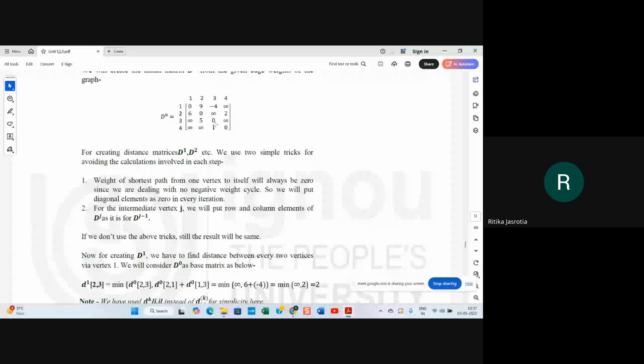So they are saying the diagonal elements will always be zero. For the intermediate vertex, we will put the column of dj.